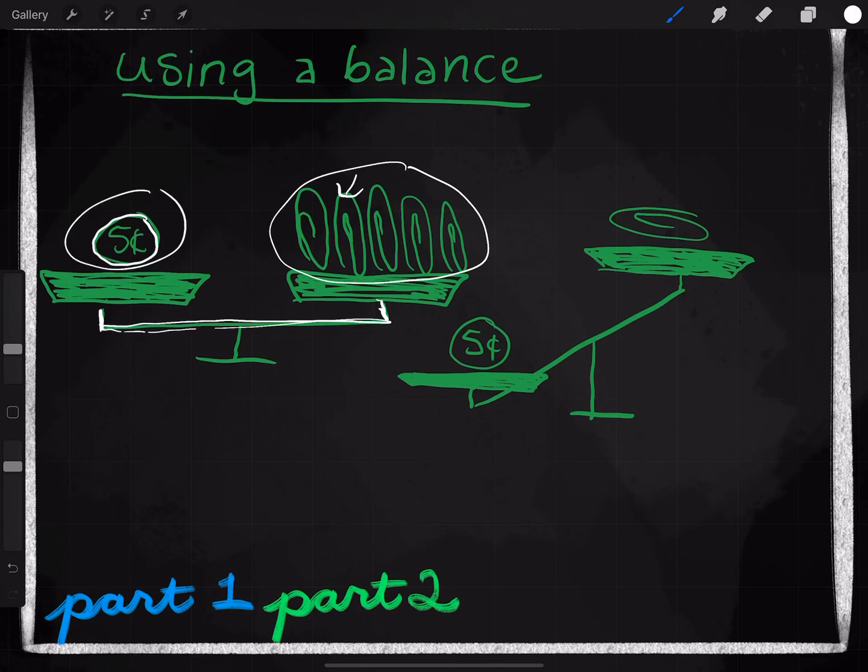It would balance it. But if we put the 5-cent coin over here, so 1 nickel, it would be heavier than just 1 paperclip by itself, and so it would be all slanted like this. So the heavier thing will go down. So it's a fun thing to have. But this is a virtual one, so it's not quite as cool.